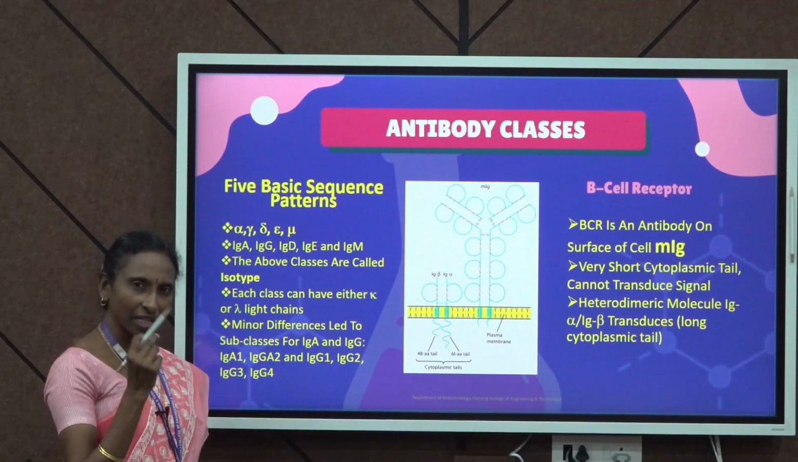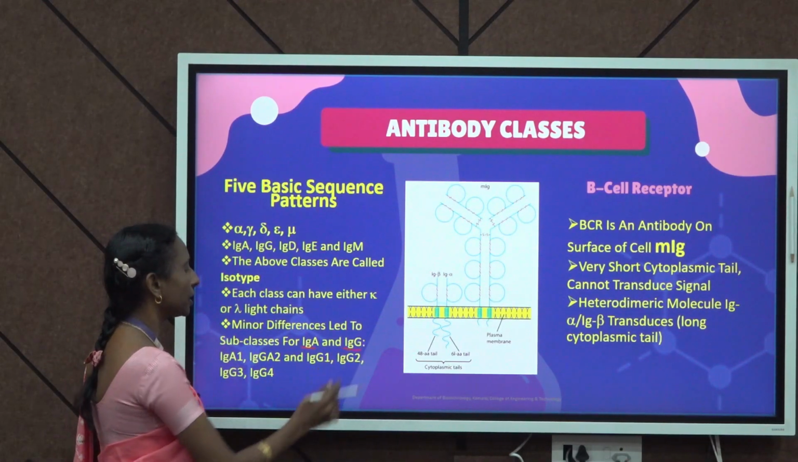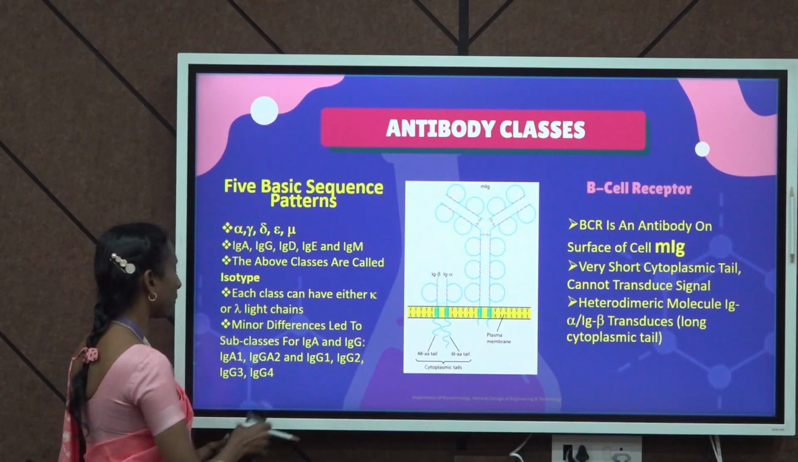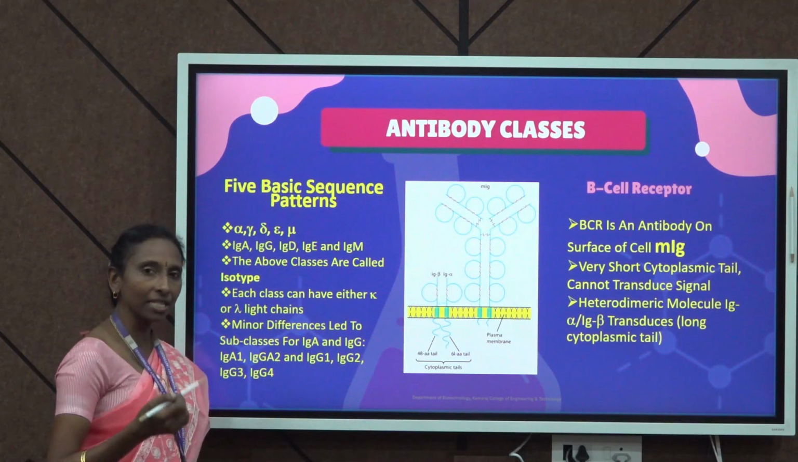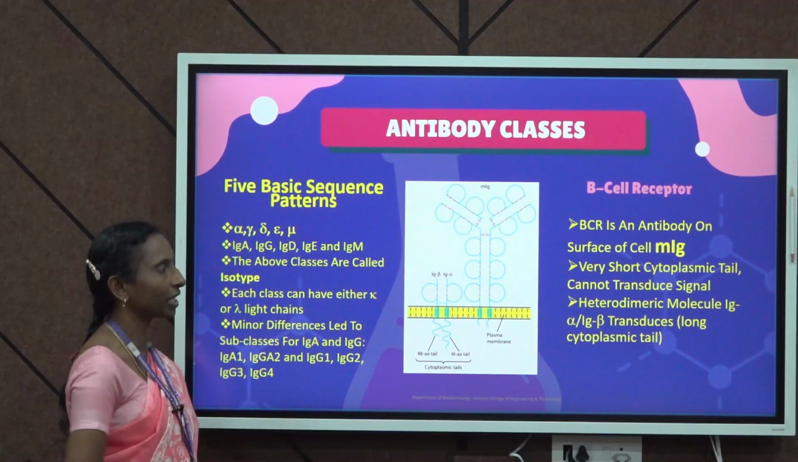Now, based on further minor differences, IgA and IgG have been further classified into IgA1, IgA2 and IgG1, 2, 3 and 4. These are the subclasses based on further variations.